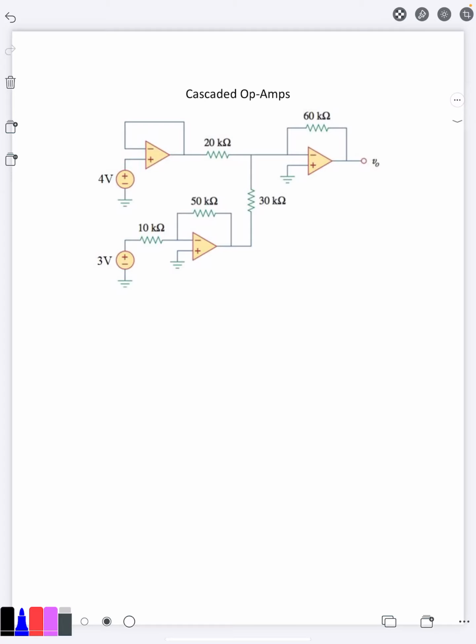Just start anywhere that you know values. For example, this upper left op-amp, we know that based on the fact that it's hooked to ground, the voltage on the positive terminal is 4 volts. But since it's an ideal op-amp, that means the voltage on the negative terminal is 4 volts. If we follow it around through the short, that means the value of the output is also 4 volts.